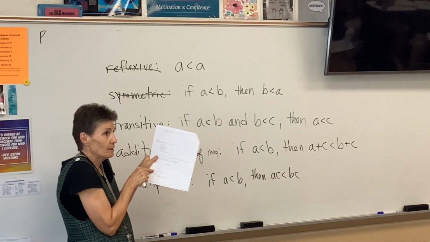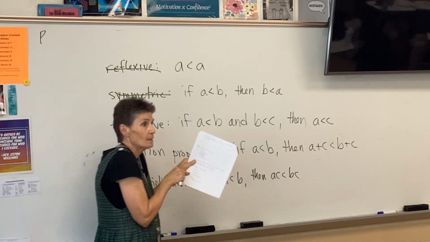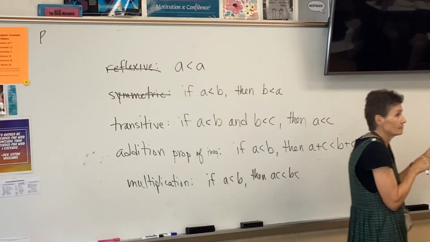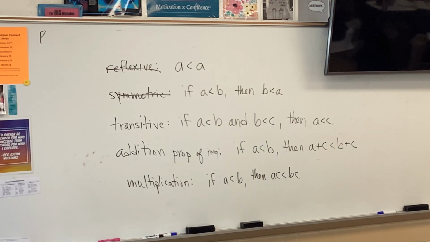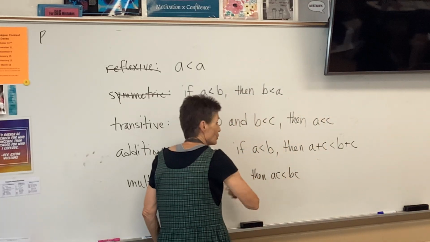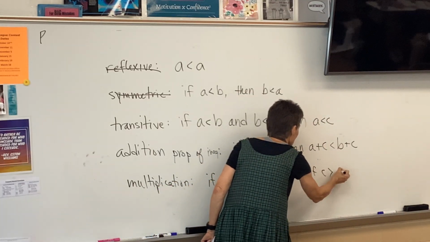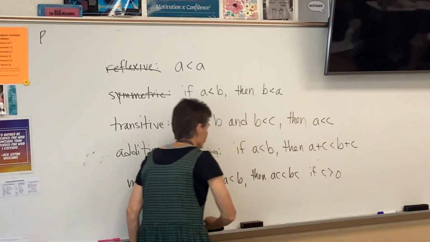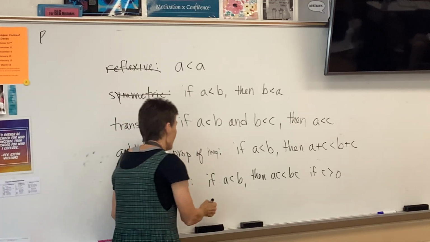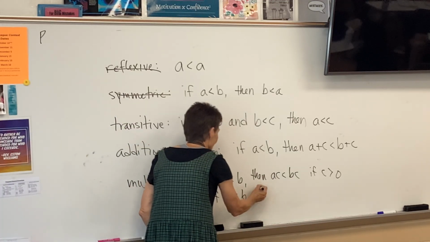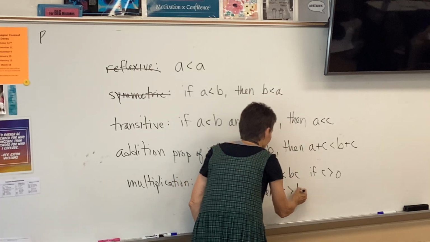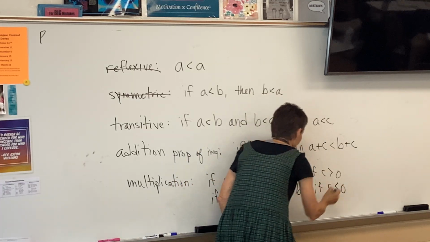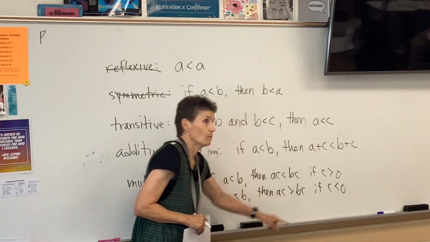Put a star next to that one. Why is there a star there? Because there's this silly rule that says if you multiply by a negative, what happens? The sign flips. So we have to modify this. This is true if C is positive, right? Actually, that is true if C is positive. However, if C is negative, that sign switches there, doesn't it, when I multiply?